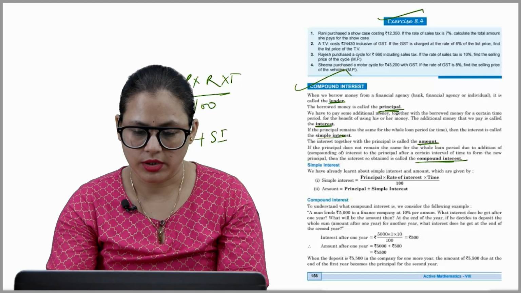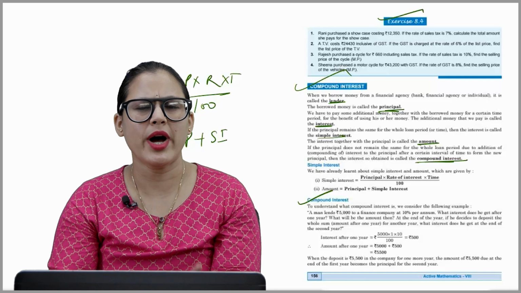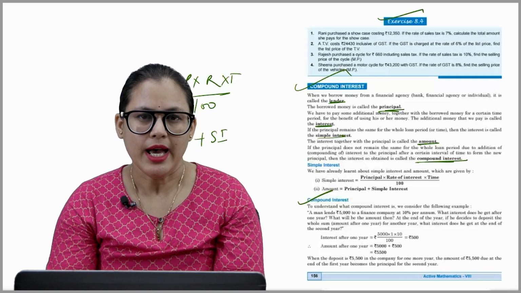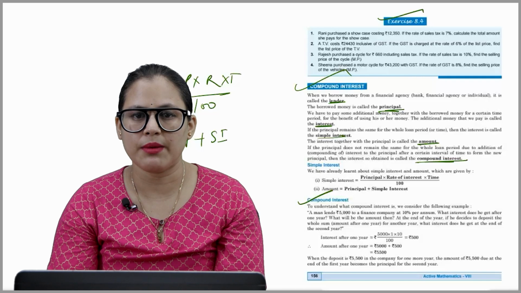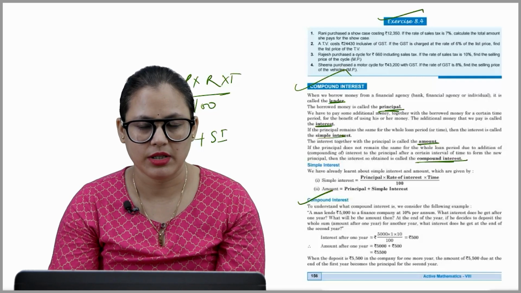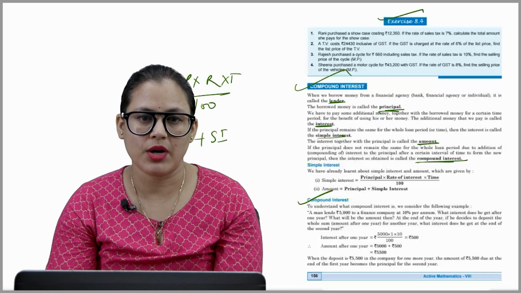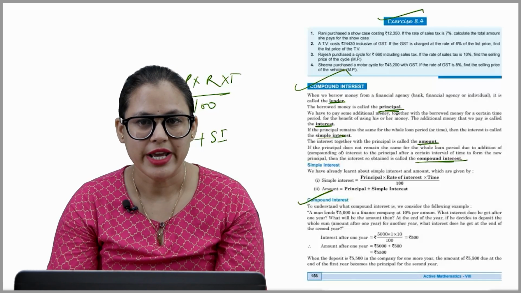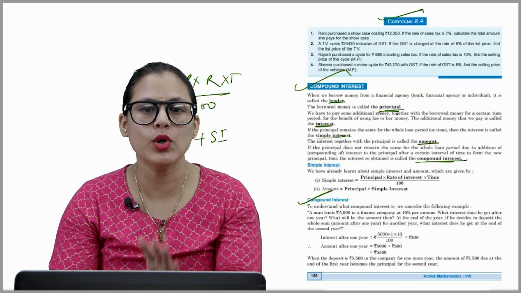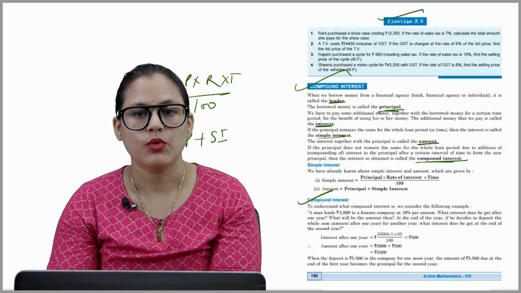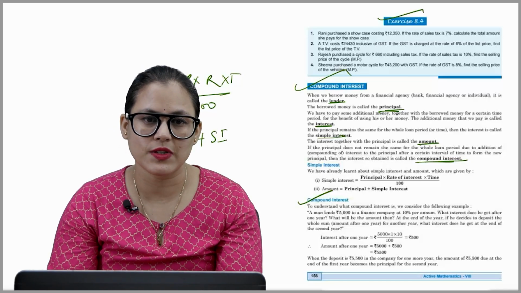Okay. Now, compound interest. To understand what compound interest is, we consider the following example. A man lends 5,000 to a finance company at 10% per annum. What interest does he get after 1 year? What will be the amount then? At the end of the year, if he decides to deposit the whole sum, means amount after 1 year, for another year, what interest does he get at the end of the second year?